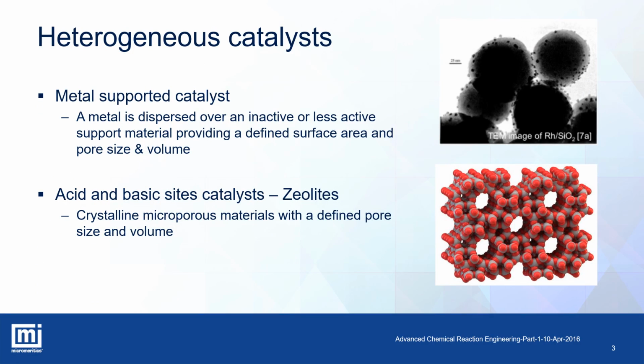We are going to focus on the two most used heterogeneous catalysts, supported metal and acid-base ones. Supported metal catalysts are constituted by an active metal dispersed on a high surface porous support made of an inert material. The metal and the support are designed in function of a specific type of reaction.